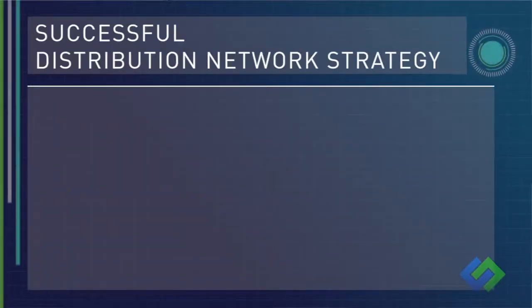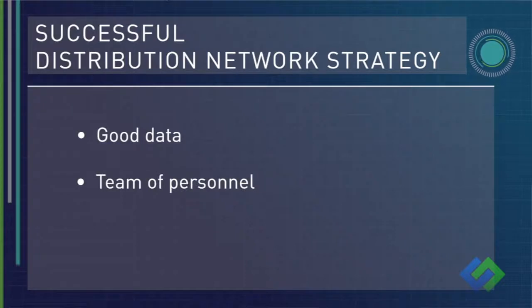What are some of the conditions we need to do a successful network strategy? One is we have to have really good data. We have to have accurate data, it has to be up to date, and we have to make sure it's complete. We have to have a team of personnel involved in doing the network optimization or network strategy, because we have to get buy-in from people so that when we make a recommendation at the end of the analysis, people already are in agreement.